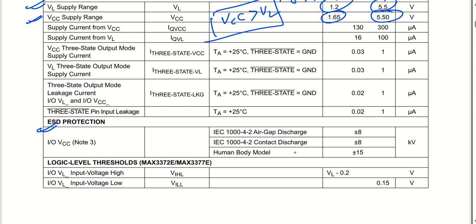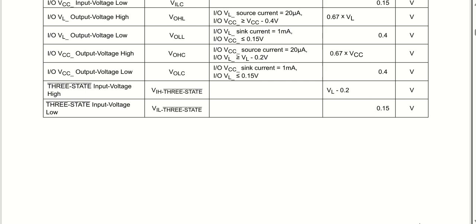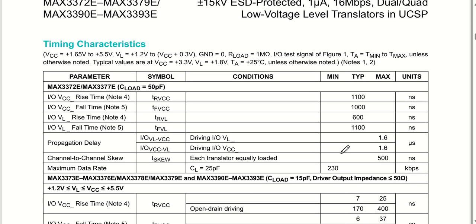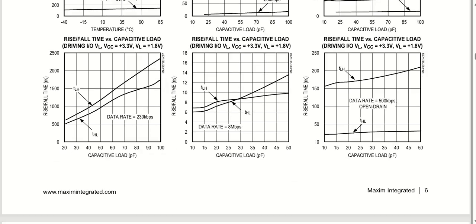If you talk about ESD protection, so ESD protection you can see we have IEC 61000-4-2 air gap is plus minus 8 kV, and contact discharge is also plus minus 8 kV. We have HBM, that is human body model, which is plus minus 15 kV. All right. So hope you have now a good understanding about the particular electrical characteristics. High level, low level is not needed right now. What I want to show you is the pin configuration and all those things. Okay.